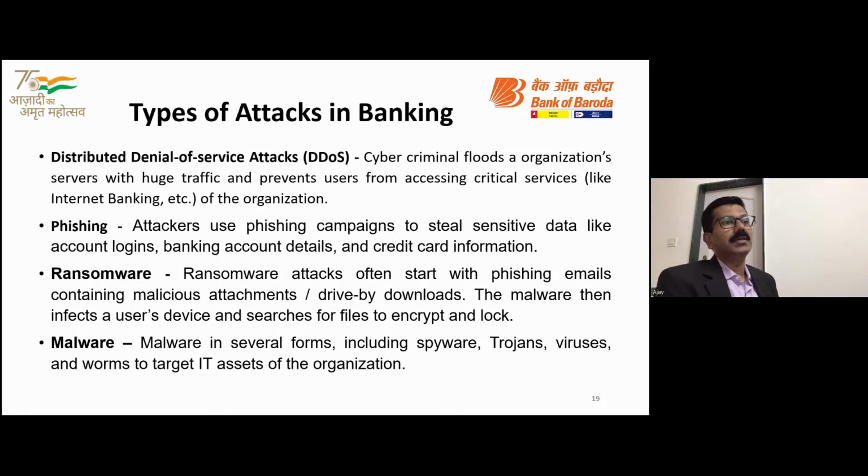The other one is phishing. Attackers use phishing campaigns to steal sensitive data from customers or employees of the organization. Most of the attacks are happening due to phishing. We have to be very careful about this and sensitize our employees and people about phishing, because normally they send mail links with offers, like an Amazon offer: pay just 50 rupees and you will get a 5,000 rupee offer, or some other.